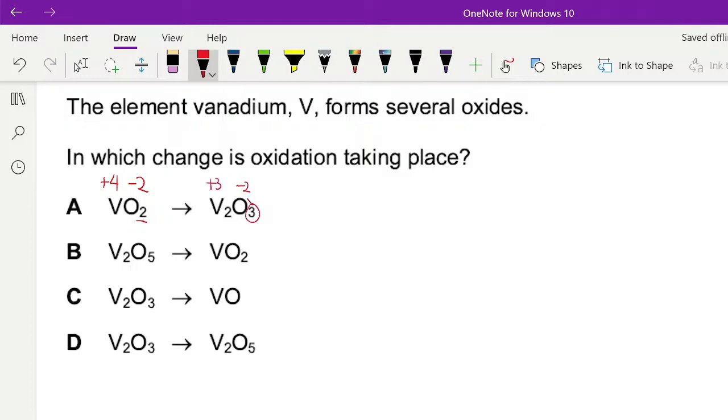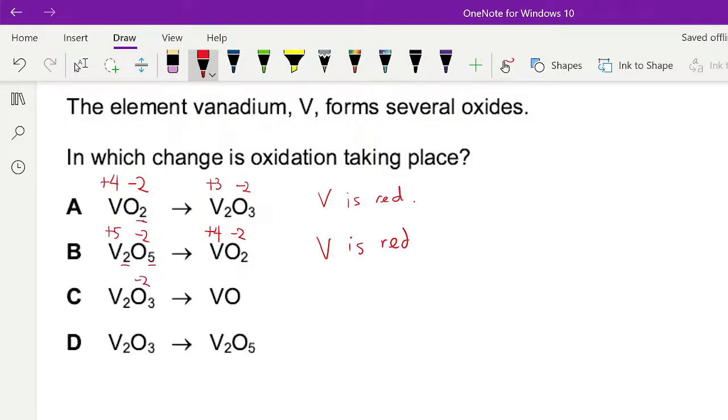The 3 goes up here, and then the 2 goes up here. Okay, so you swap the numbers. Vanadium goes from +4 to +3, so that must be a reduction. Vanadium is reduced, right? Not oxidized. So A is not your answer. And then here O is -2 and V is +5. Again, I just swap the numbers, and it becomes -2 and +4. Okay, so vanadium is again reduced because it goes from +5 to +4.